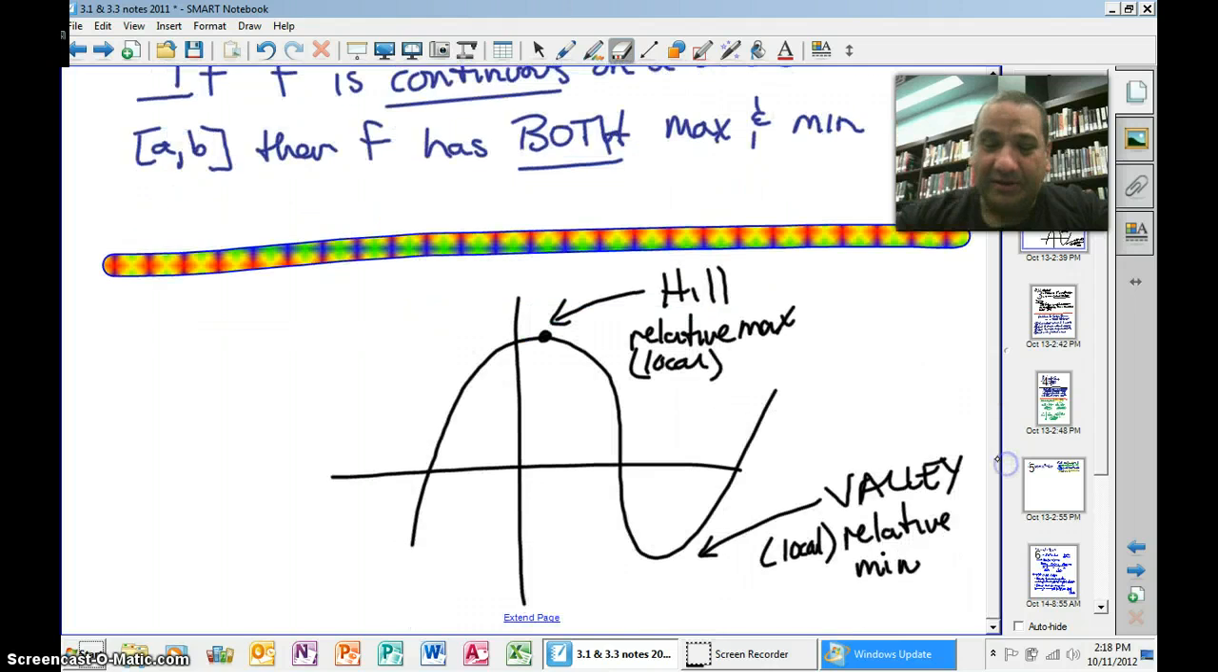And here it is. This is what it looks like graphically. Hills and valleys. You learned about that. So there's your max and mins.